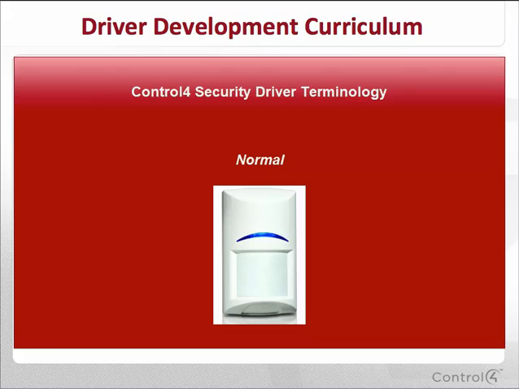Normal. A zone state of normal means that the zone is not in a faulted or bypass state and is able to be armed.